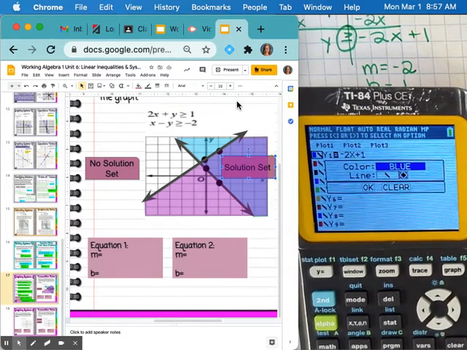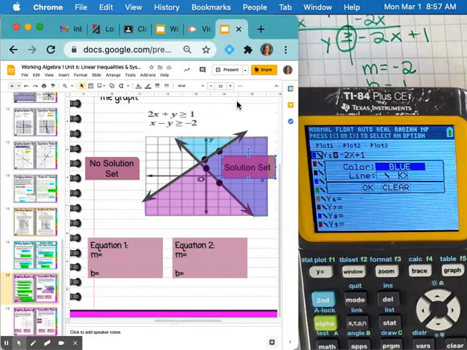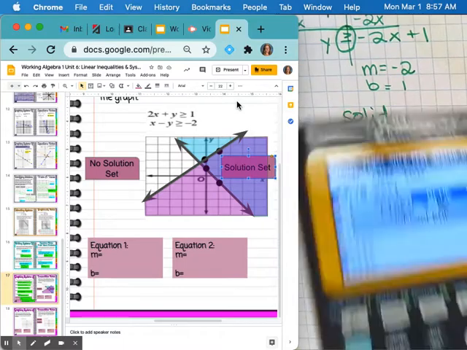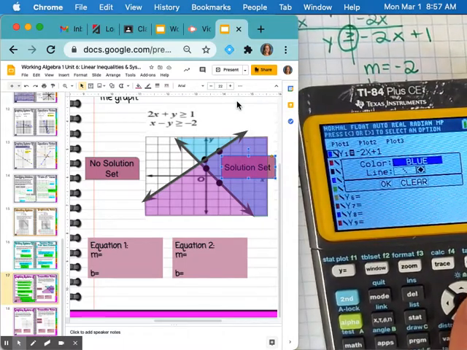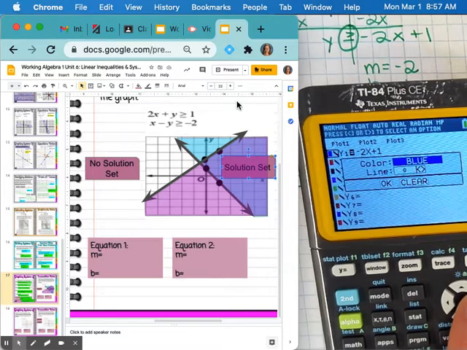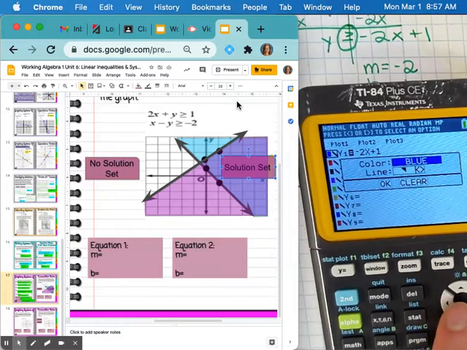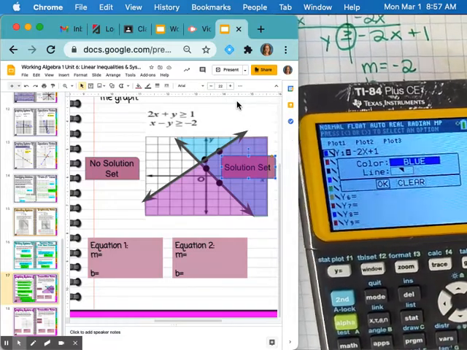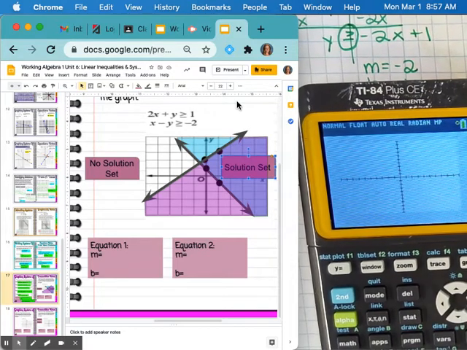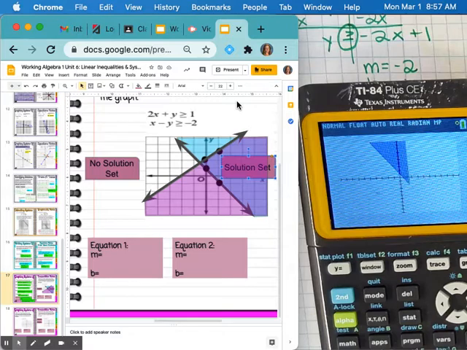Then go down where it says line. I want you to click through those. You click left or right and see which one do you think, because this is supposed to shade above, right? Yes. Which option would shade it above? The triangle that looks like it's above, right? So it's that one. Push enter. Okay, now hit graph. And see how it shades it? Isn't that cool?